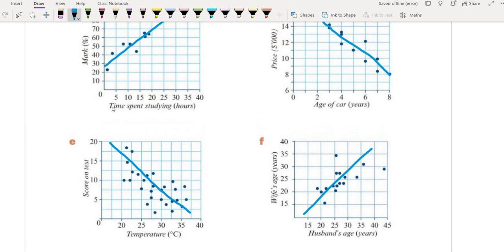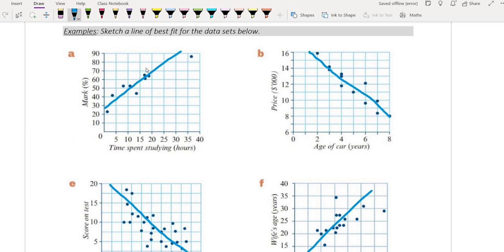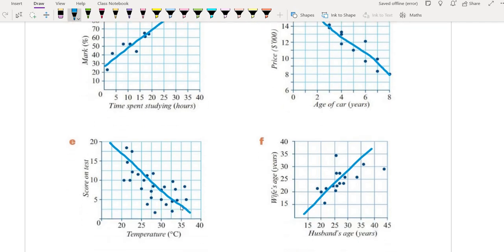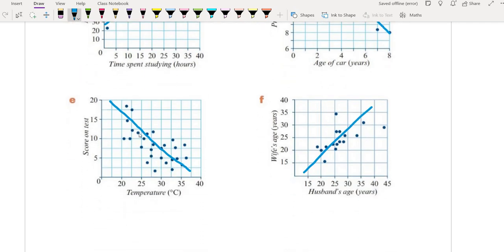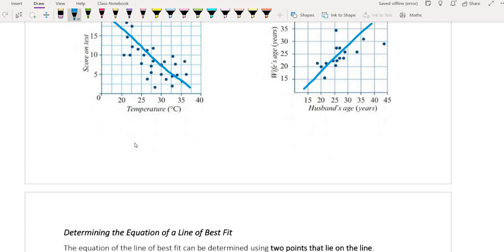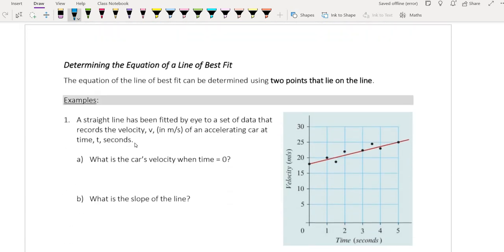So by doing this, even though we're not given a linear equation to represent this relationship, by estimating this line, we can use this line to see the relationship between the two variables, as well as make some predictions for the future.